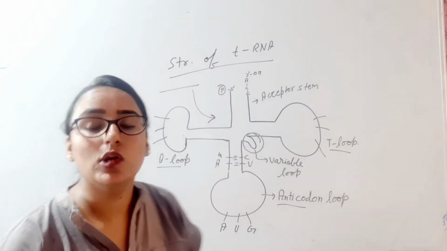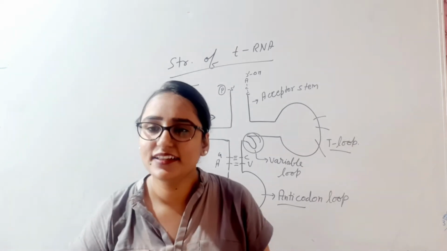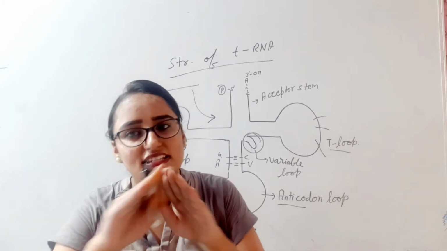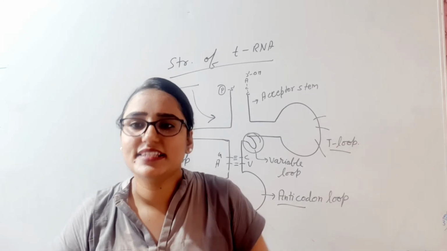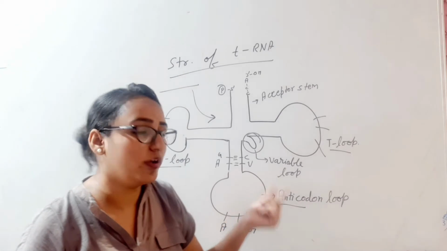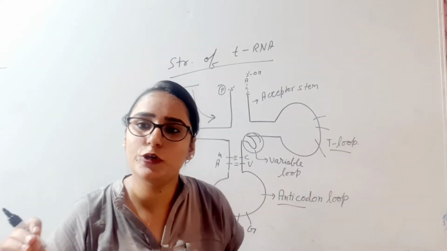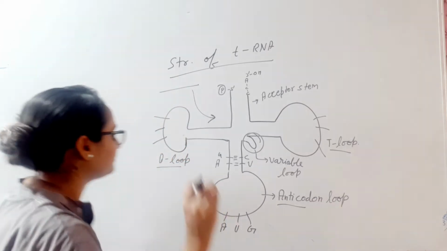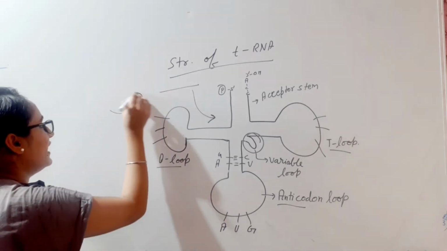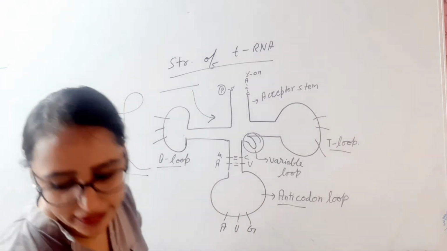This clover leaf-like structure is the secondary structure of the tRNA. There are basically three structures of the tRNA. Firstly, the primary structure, which is a straight tRNA. Then the secondary structure, where that straight RNA gets folded into this clover leaf-like structure. And in the tertiary structure, this clover leaf-like structure gets changed into the L-shaped structure. So this is the secondary structure of the tRNA and this L-shaped structure is the tertiary structure of the tRNA.